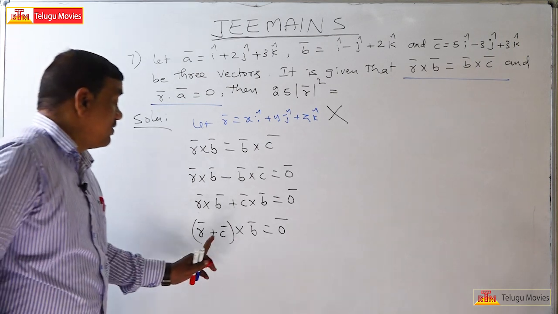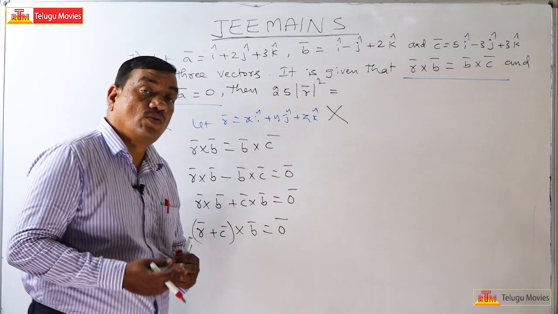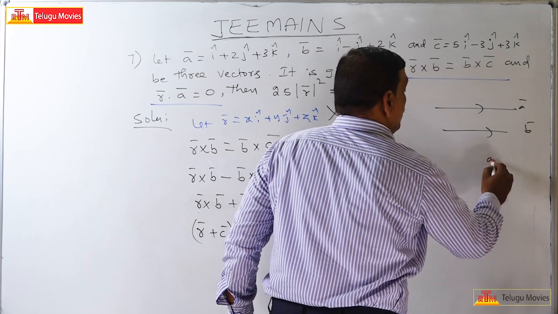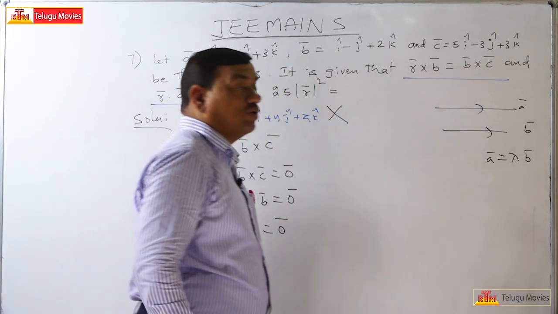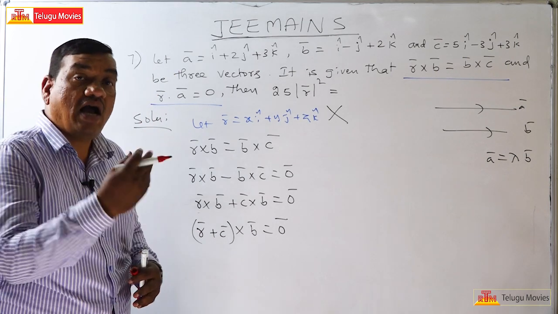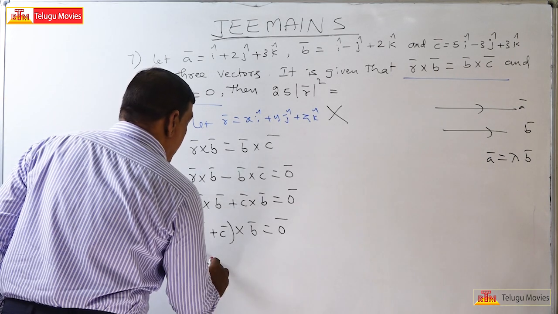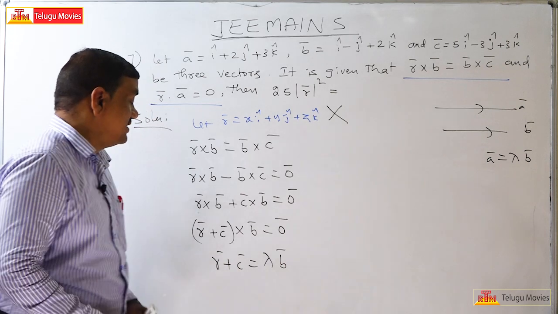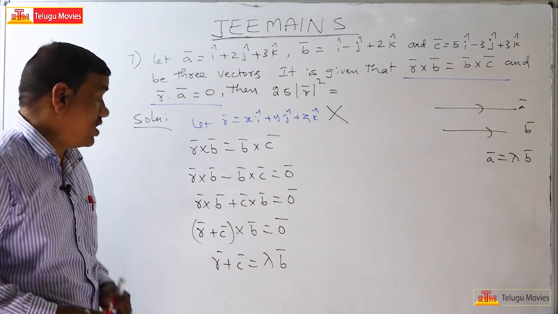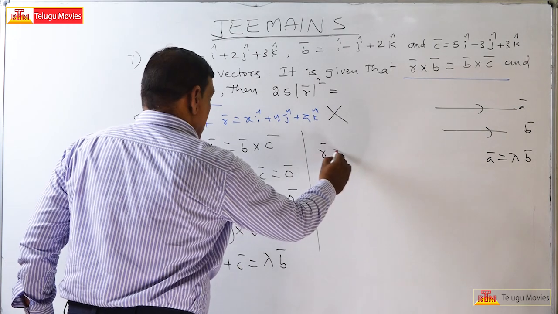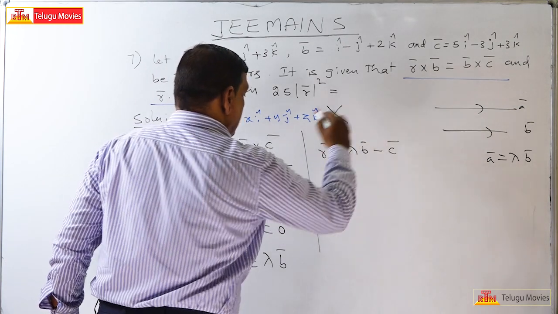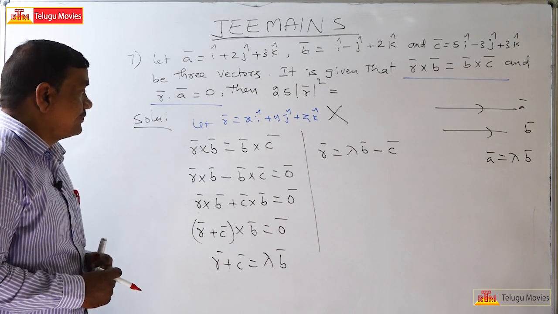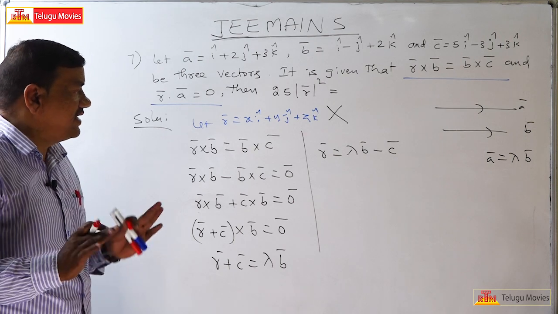Okay now, R bar plus C bar cross B bar is equal to 0 bar means what? These two vectors either coincide or are parallel. That means if A bar and B bar are parallel, we can write A bar as a scalar multiple of the other vector. So here also R bar plus C bar is equal to some lambda B bar, some constant. So from this, R bar is equal to lambda B bar minus C bar. We'll put it like this.